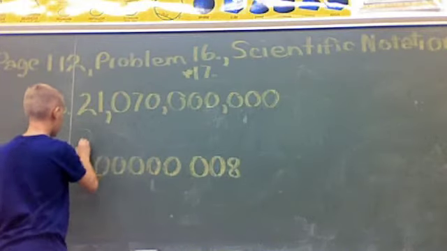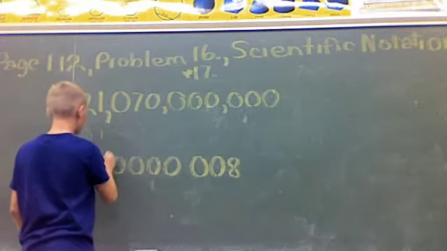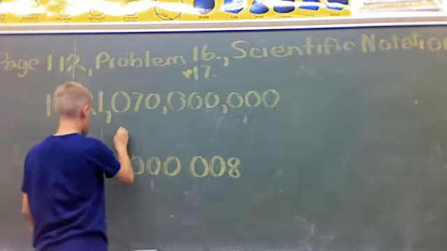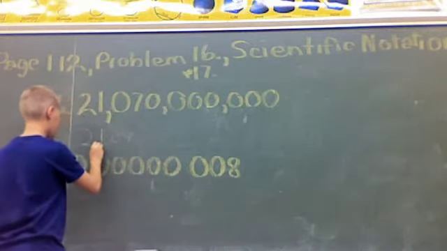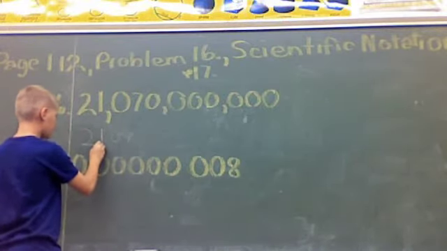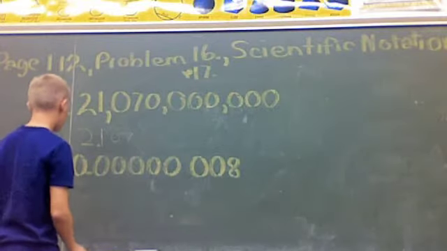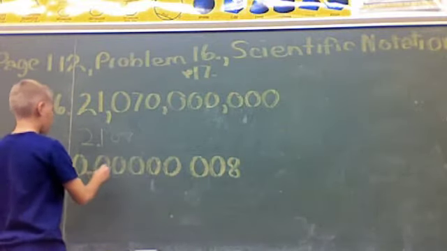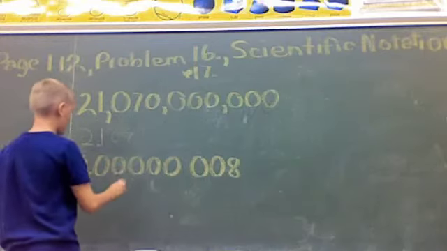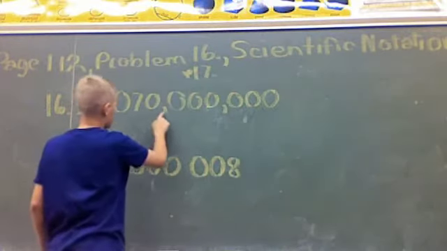Decimal point, and go right here, after the first digit. It always goes after the first non-zero digit. What's the second rule? Times 10.